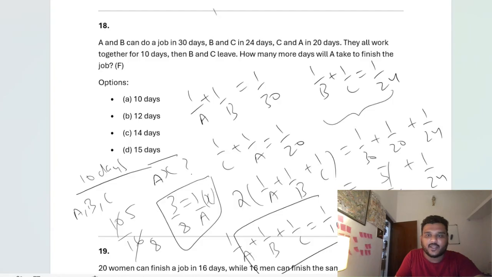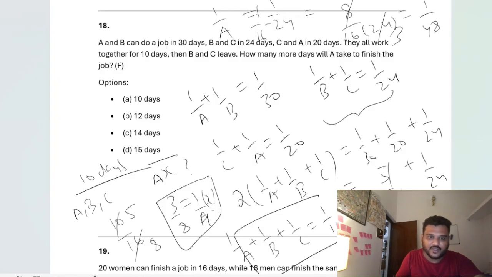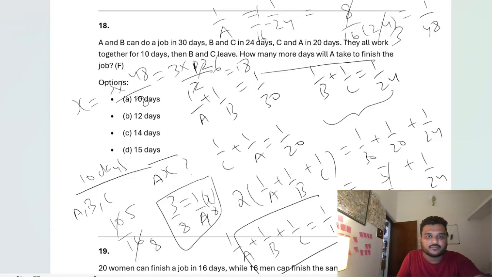So this becomes 1 by A is equals to 1 by 20, 1 by 16 minus 1 by 24. So this is 8, 16, 24. 1 by 48. So A takes 48. Substitute it here, 48. So x becomes 3 into 48 upon 8, or 3 into 12 upon 2, or 6, so 18. So basically, in how many more days they will finish the work? 18 more days.